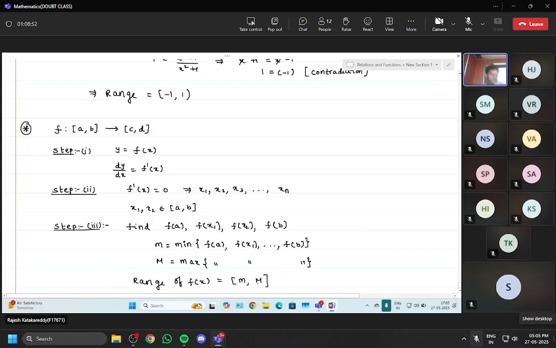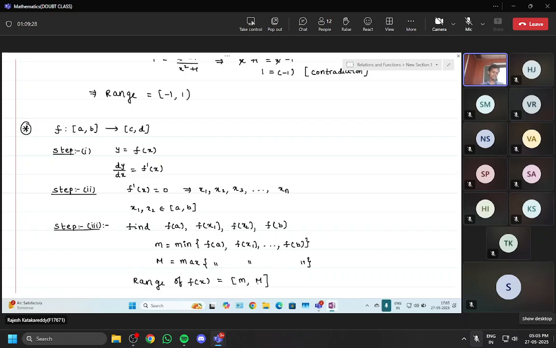You have a problem in the exercise, in range, problem number 10 of the same exercise, where you need to find the range of the eighth subdivision of the 10th problem: log base 2 of root x minus 4 plus root 6 minus x. That function's range we need to calculate.